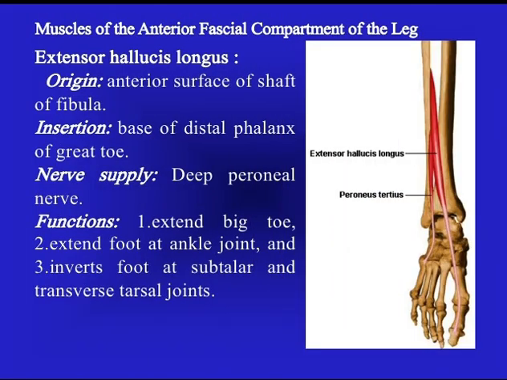Extensor hallucis longus originates from the anterior surface of the shaft of the fibula and is inserted into the base of the distal phalanx of the great toe, supplied by the deep peroneal nerve. It acts as an extensor of the big toe, extends the foot at the ankle joint, and also inverts the foot at the subtalar and transverse tarsal joints. So inversion is inward tilt of the forefoot.